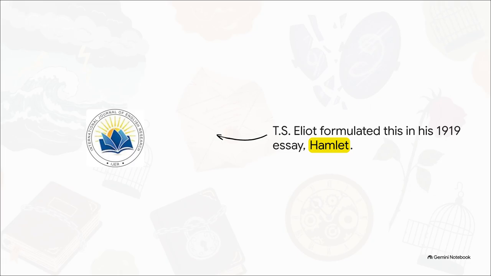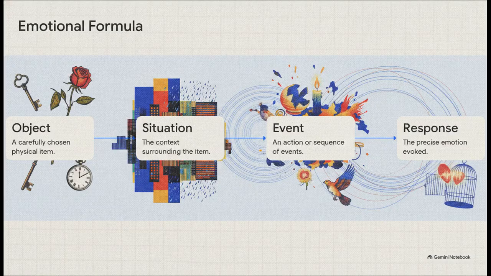No way, right? But he believed Hamlet was burdened with intense, repressed emotions that far exceeded the actual facts of the play. Basically, he thought Shakespeare failed to find an adequate external equivalent for Hamlet's feelings. So, to fix this problem in art, Eliot essentially created a math equation for emotion. His formula requires an object plus a situation plus an event. When these external facts are handed to the reader, the sensory experience immediately evokes the intended emotional response.